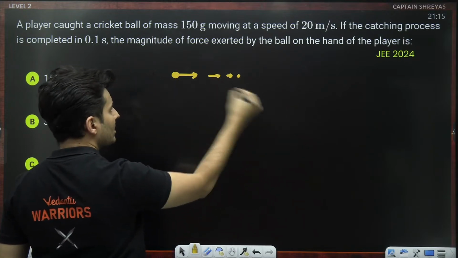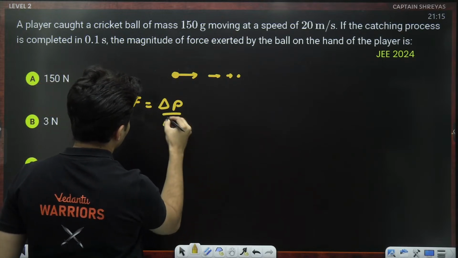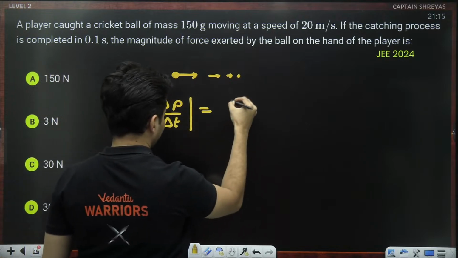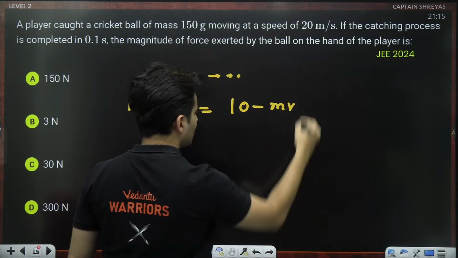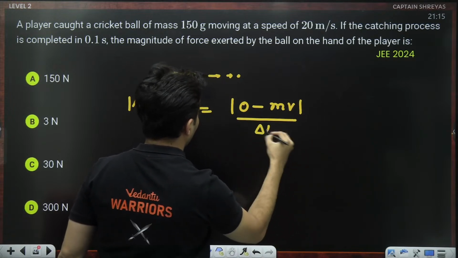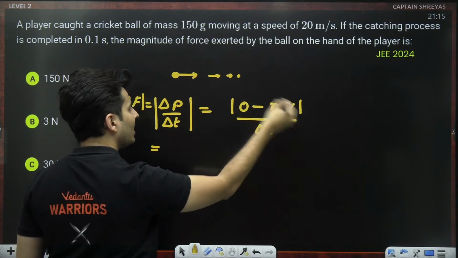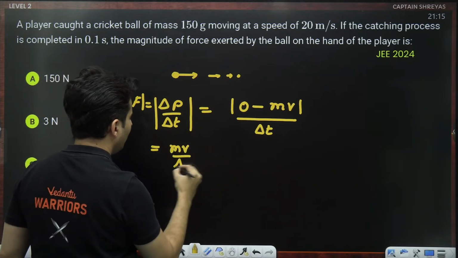So there is a change in momentum. Hence there is a force. So force is how much the momentum change upon the time. We are just interested in the magnitude. So final momentum 0, initial momentum mv upon the time taken to stop it. So 0 minus mv is negative mv, but we are taking mod, we are interested in magnitude. So it will be just mv divided by delta t.